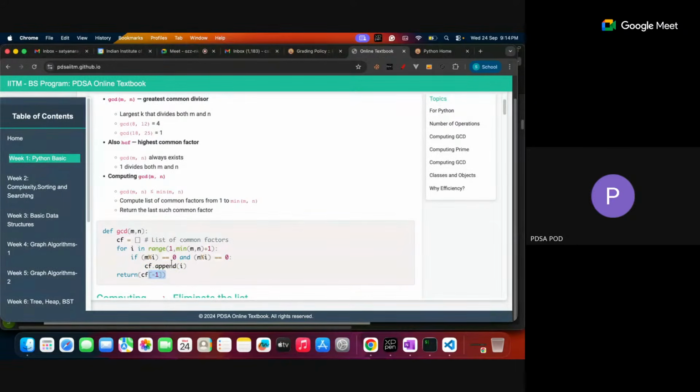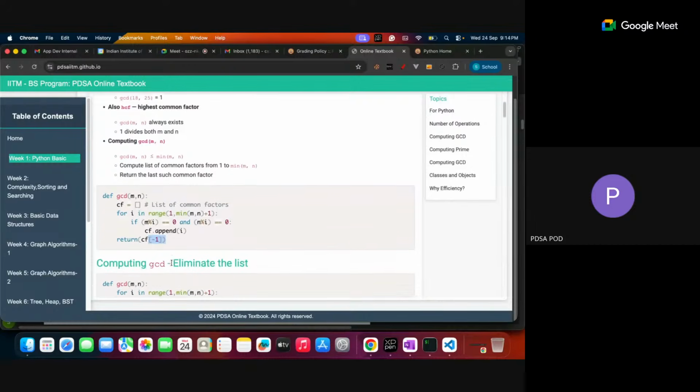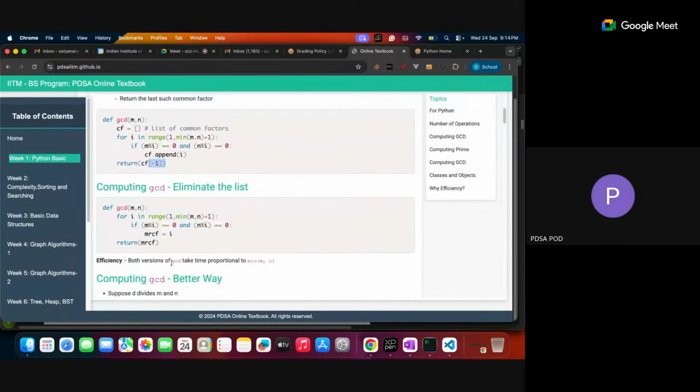As some of your classmates said, why are you taking the list? Yes, correct. Why are you wasting the memory space? No need. What we do is eliminate the list. Simple. We take only a variable, MRCF, so that only the last updated factor is there. That is the last dividing factor I, which is available in MRCF. Is it clear?